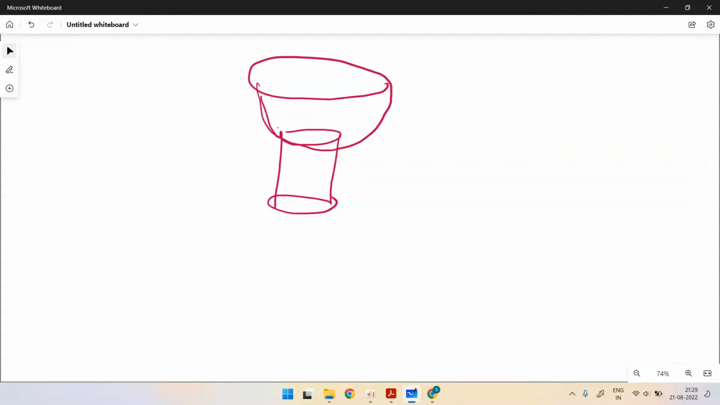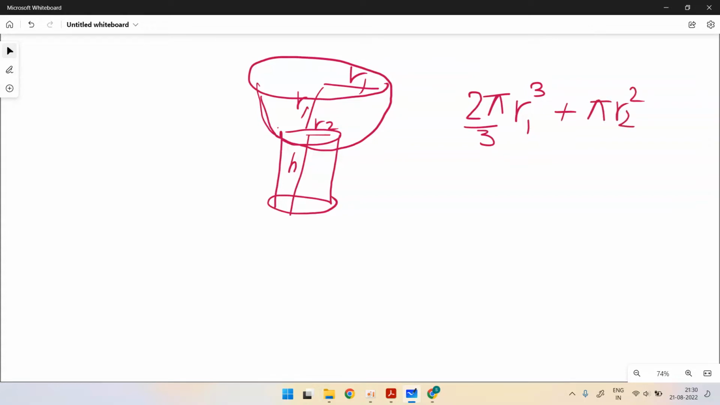No, it is not like this. It is like this. R1, R2, R. Pi, two by three pi R1 cube, this is R1 R2, plus pi R2 square h. Put the values in this and check the answer.